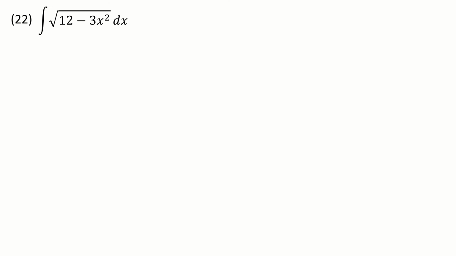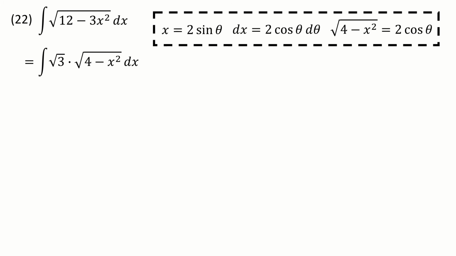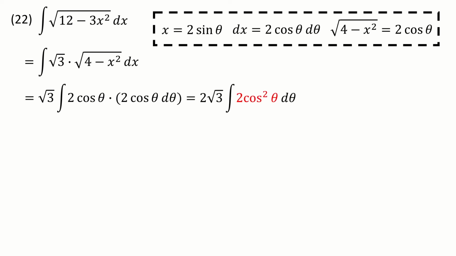Here is problem 22. We need to solve this integral with respect to this square root function. So first, let's factor out this square root 3. Next, we use the trigonometry substitution and let x equal 2 times sine theta. And then we can get dx, which is 2 times cosine theta d theta. Also, we can simplify this square root term into 2 times cosine theta. Then we plug them back into this integral. So we got here. Then we just simplify it.